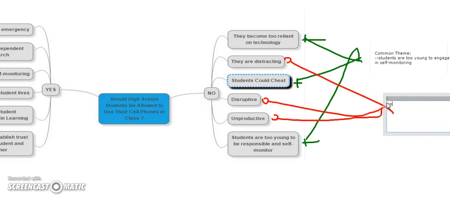the common element or common theme in these, are the fact that cell phones can negatively impact the learning environment. Okay.